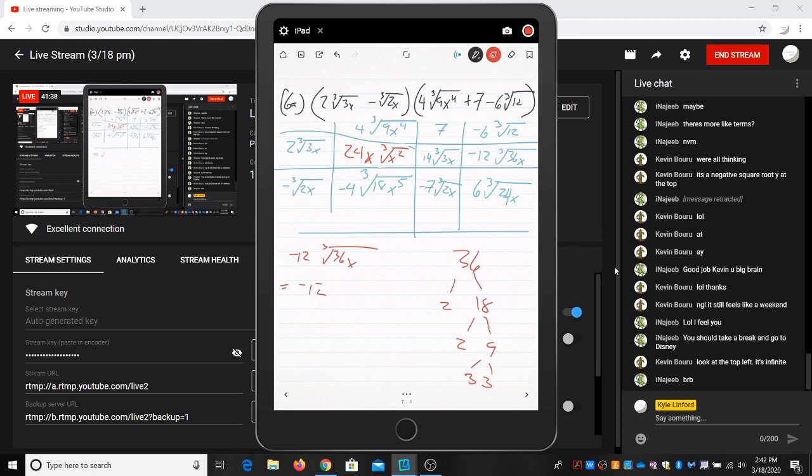Do I see 3 pairs of anything here? No, I just see a pair of 2s and a pair of 3s. I don't see a grouping of 3 at all. So if I were to try to make a cube root, I'd only have 2 of each of these numbers.